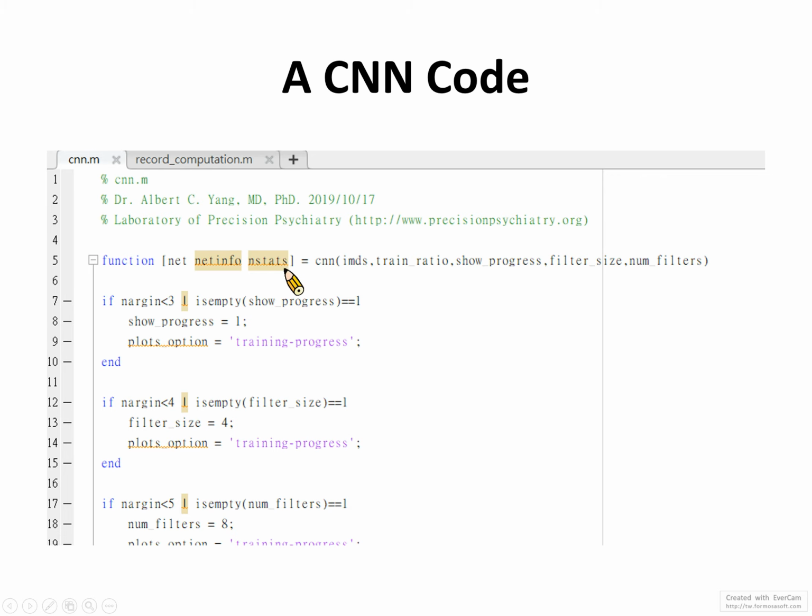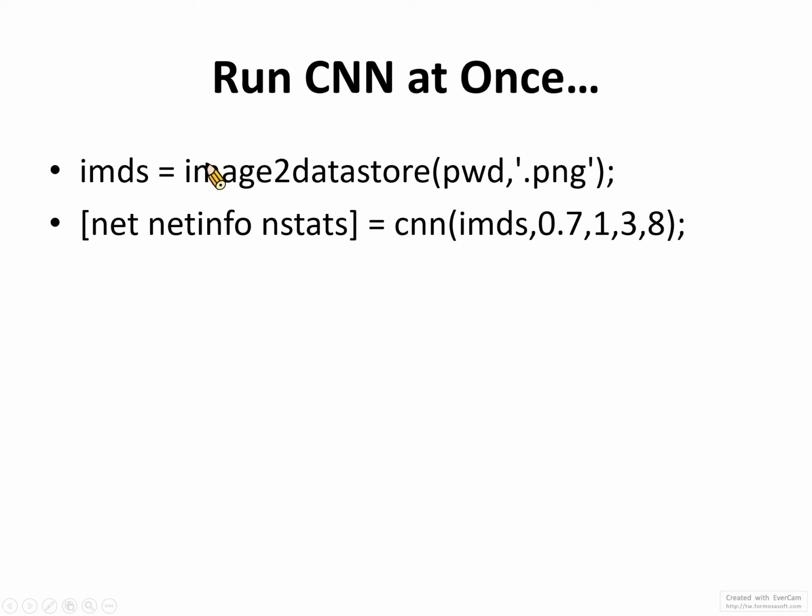Okay, so the outputs will be the net, the net info, and the net stats. Then we will also require another code I provide in this course. So you can use this simple CNN code to do a complex job. The purpose I wrote this CNN code is so that you can run a CNN in very few lines of code. In this case, you just need 2 lines. First, you use the image data store to create the image data store variable. And next, you use the CNN function to create your results.